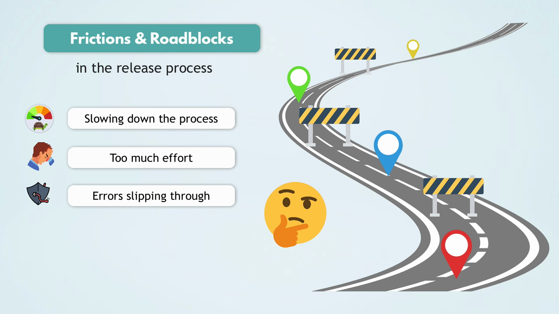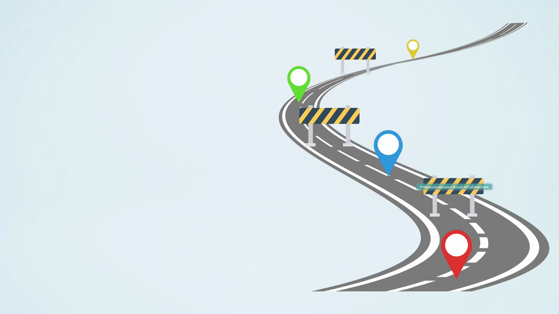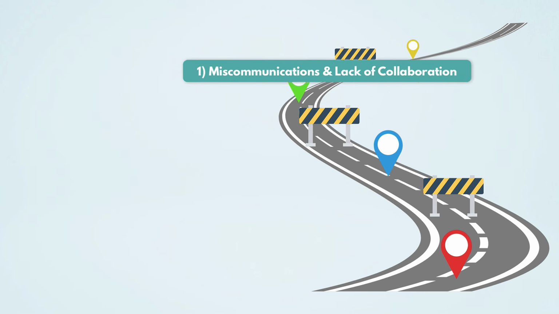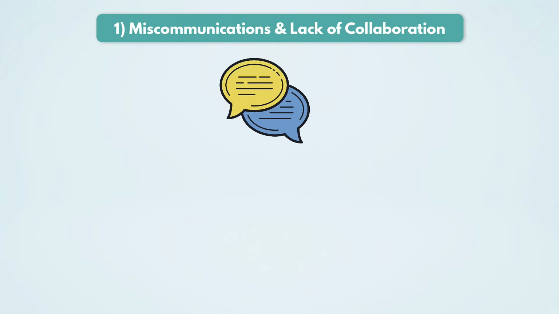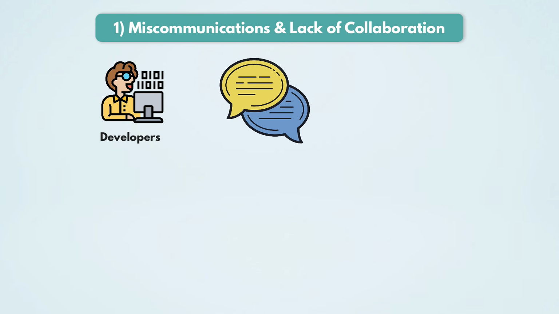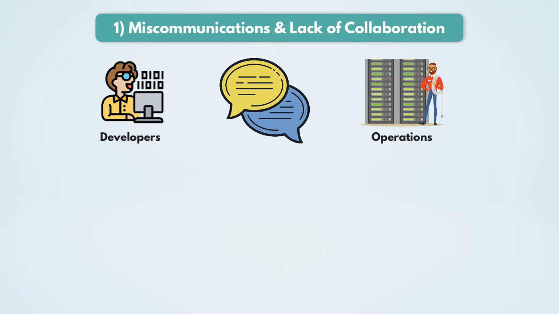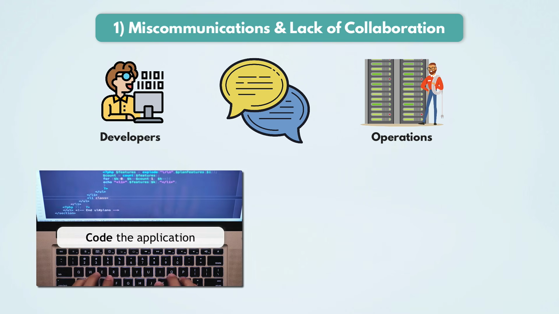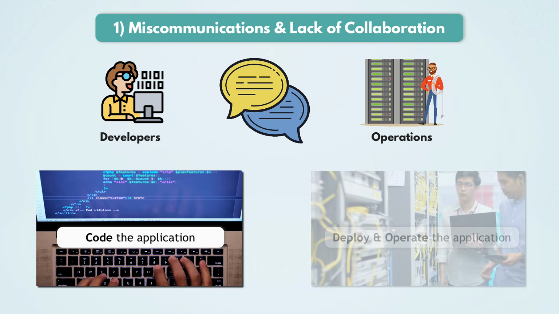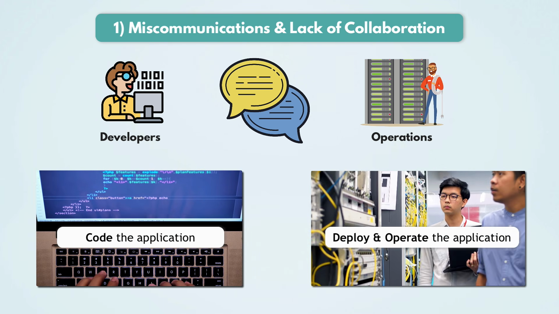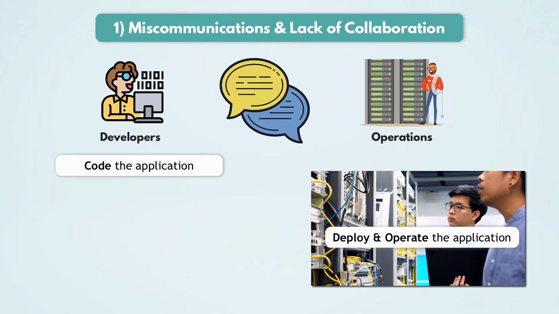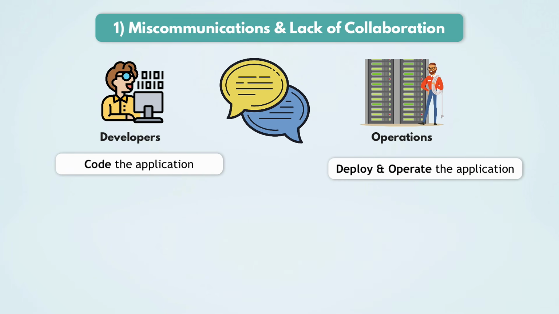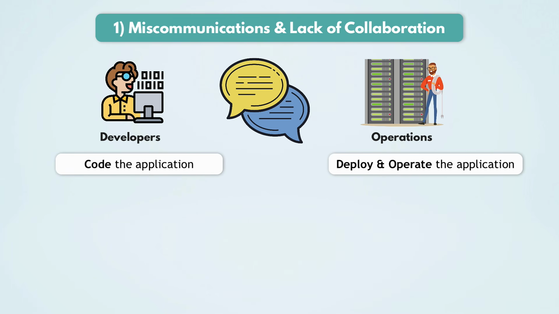Now, what are the frictions and roadblocks in the release process? First, and the most important challenge is miscommunication and lack of collaboration between developers and operations. So releasing an application has two main parts. You code the application, you deploy and run the application. Developers are responsible for coding, operations are responsible for running the application.